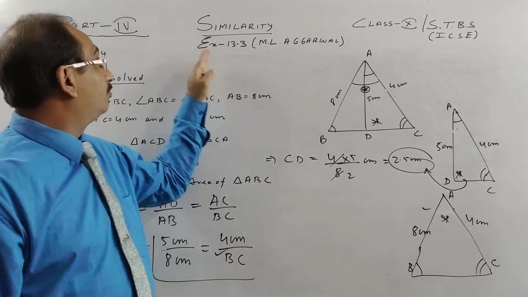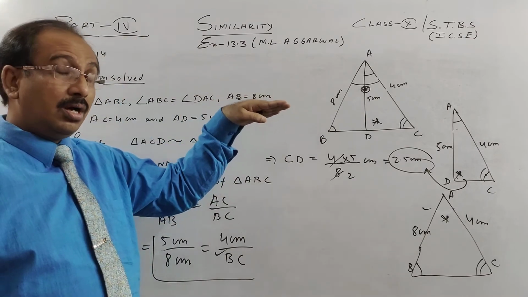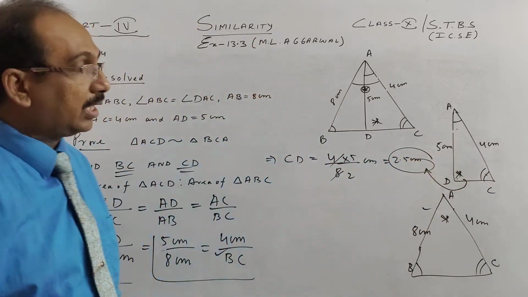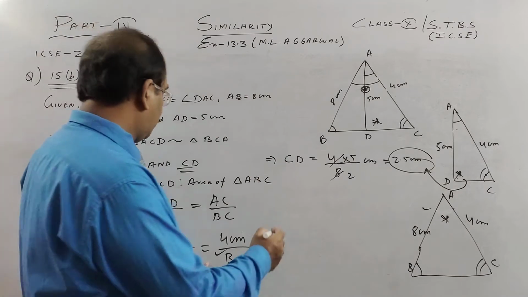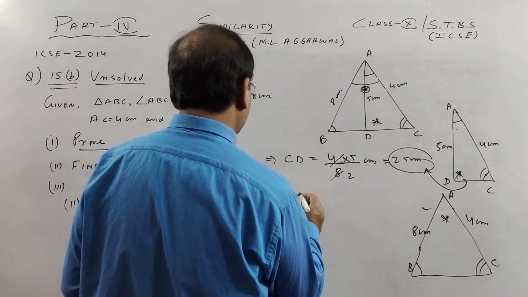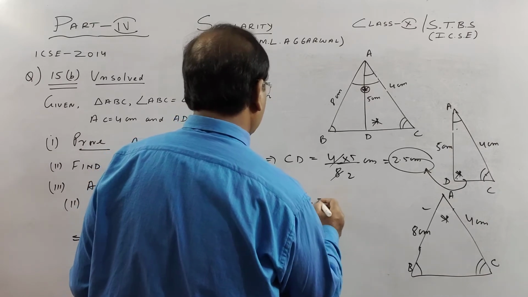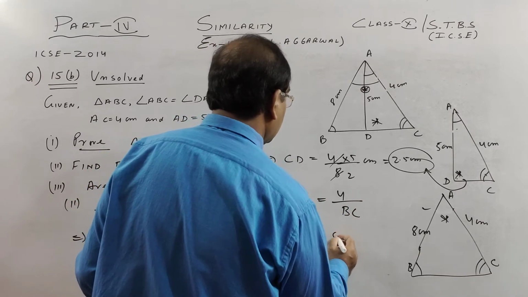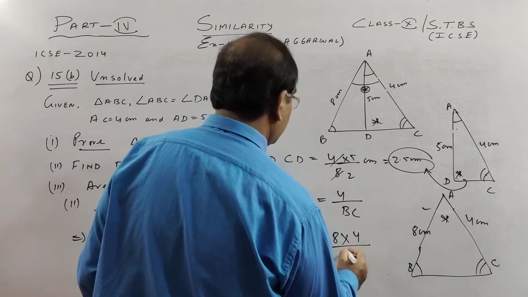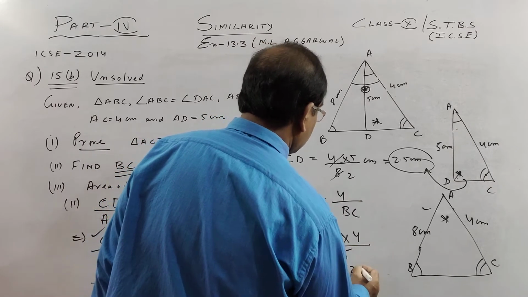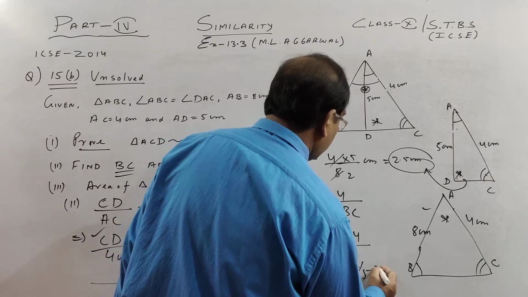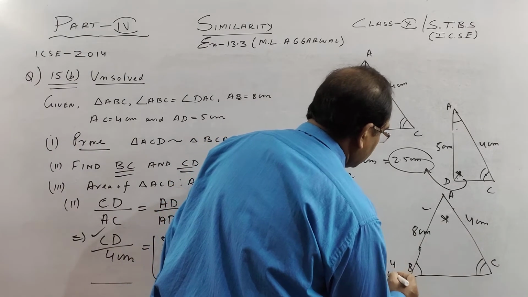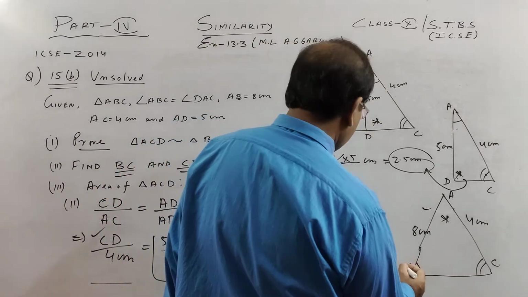In part 1 of my video lesson, I taught you how we get corresponding angles and corresponding sides. Corresponding sides are opposite to equal angles. Okay, so next part here we see 5 by 8 is 4 by BC. So what do we get, children? BC is 8 into 4 by 5. So this is 32 by 5. And 32 by 5 is 6.4 centimeter. So we got BC also.